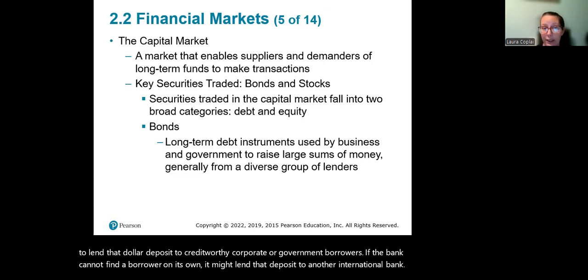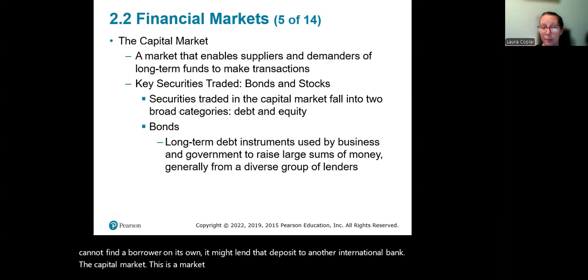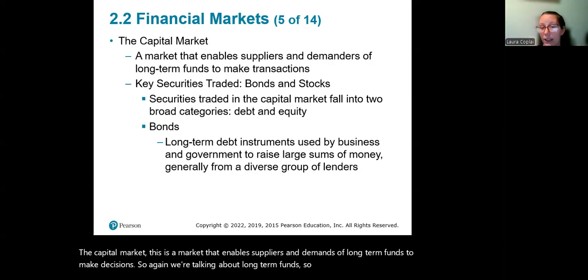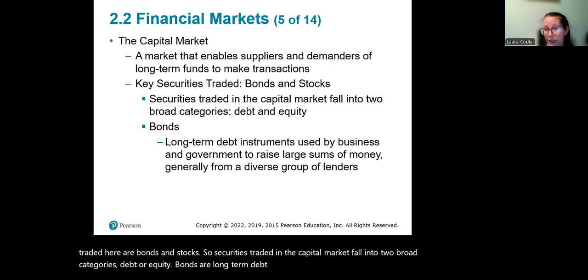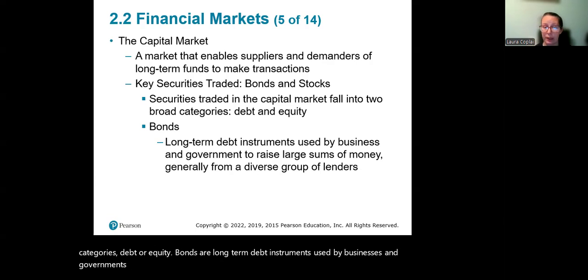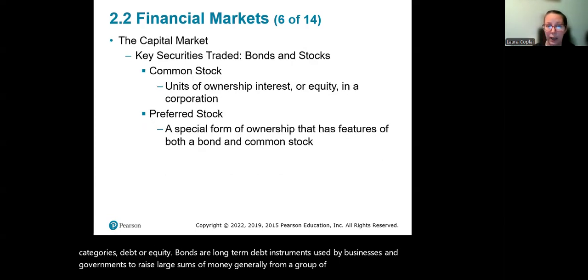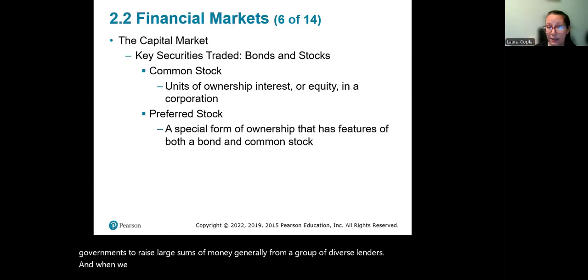The capital market. This is a market that enables suppliers and demanders of long-term funds to make decisions. So again, we're talking about long-term funds. So the key securities that get traded here are bonds and stocks. Securities traded in the capital market fall into two broad categories, debt or equity. Bonds are long-term debt instruments used by businesses and governments to raise large sums of money, generally from a group of diverse lenders.